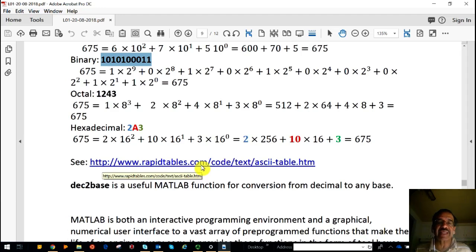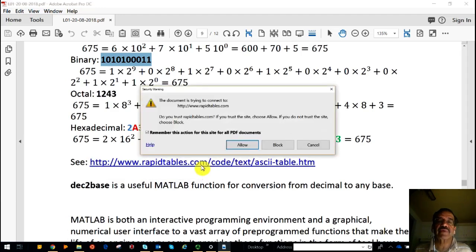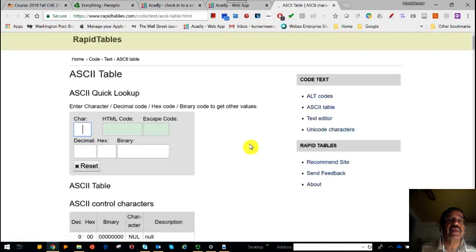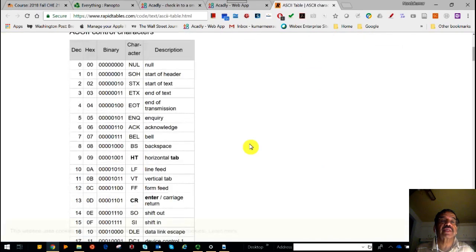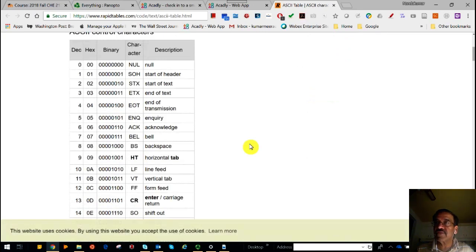This is a link to the ASCII table, and if you click on it, it will take you to a website with something called ASCII. ASCII is American Standard Code for Information Interchange, or something like this. And there is a table, and the table essentially tells you how we represent various letters and numbers and symbols that are on the keyboard in terms of this binary mapping.